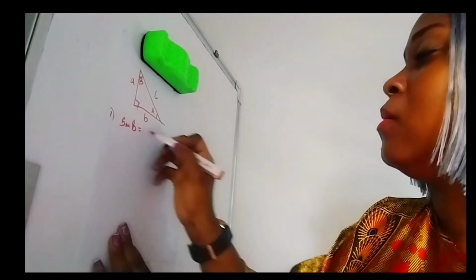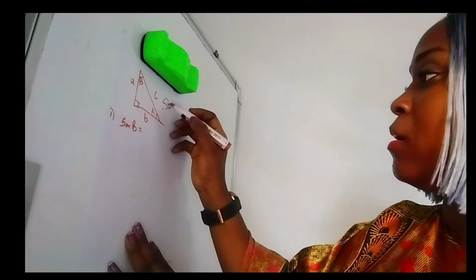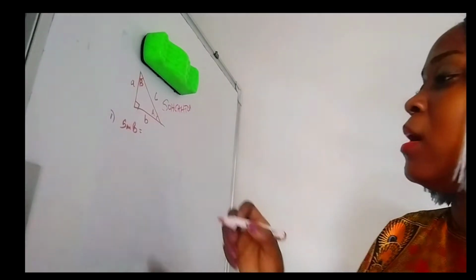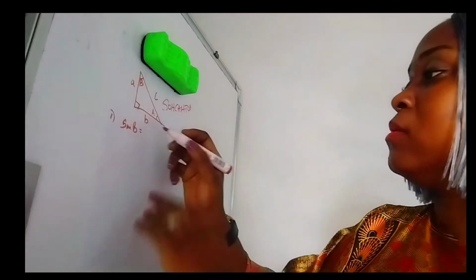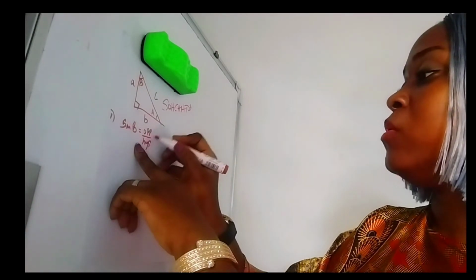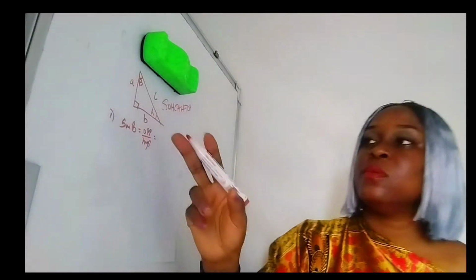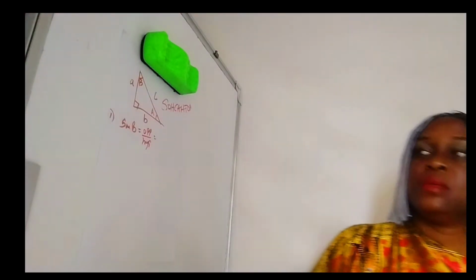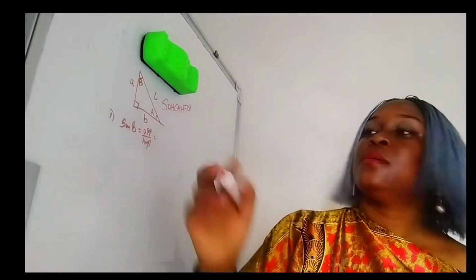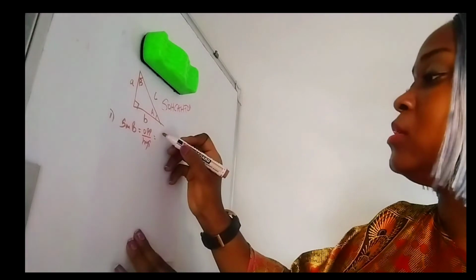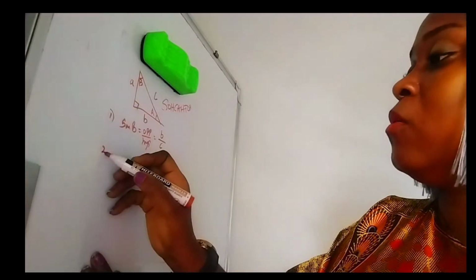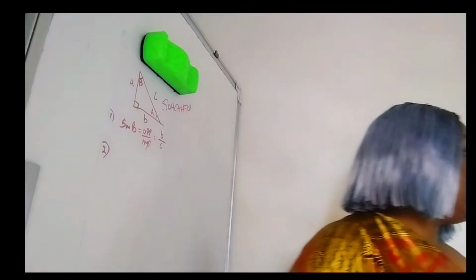Sine B. Remember SOHCAHTOA, right? So sine B is opposite over hypotenuse. What is the opposite of B in this triangle? The opposite of B is B. Yes, it's B. So we'll say B. And what's the hypotenuse? C.